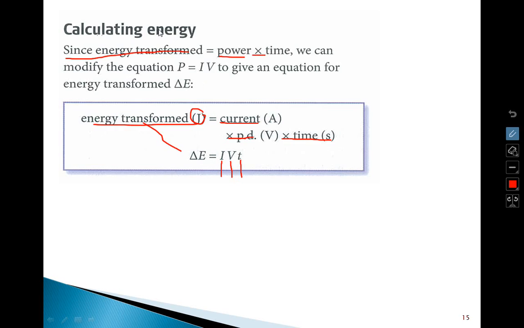This is the final equation for calculating energy. So energy can be calculated through P, because P is equal to I times V, and energy is equal to power times time. So power is I times V, and energy transformed, delta E, is equal to IV times T.